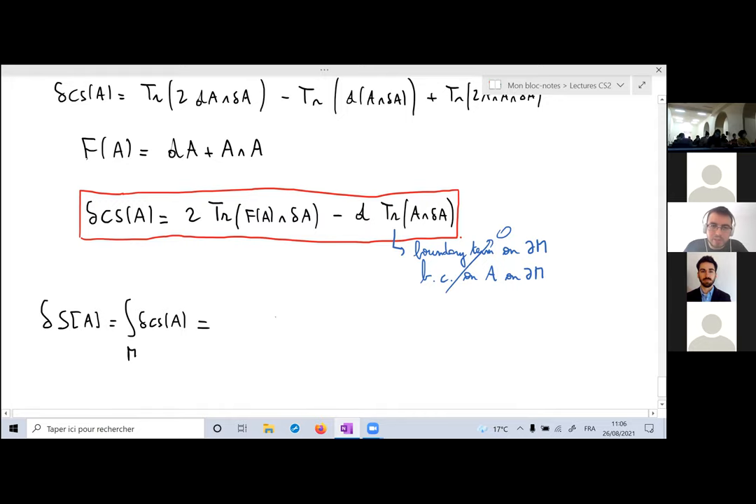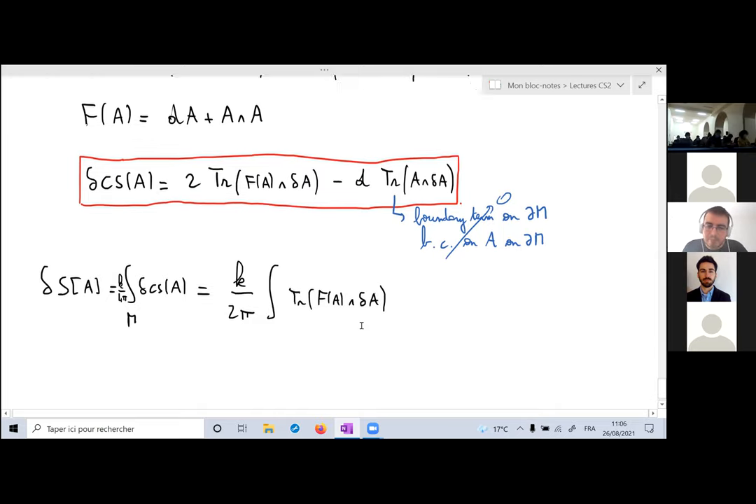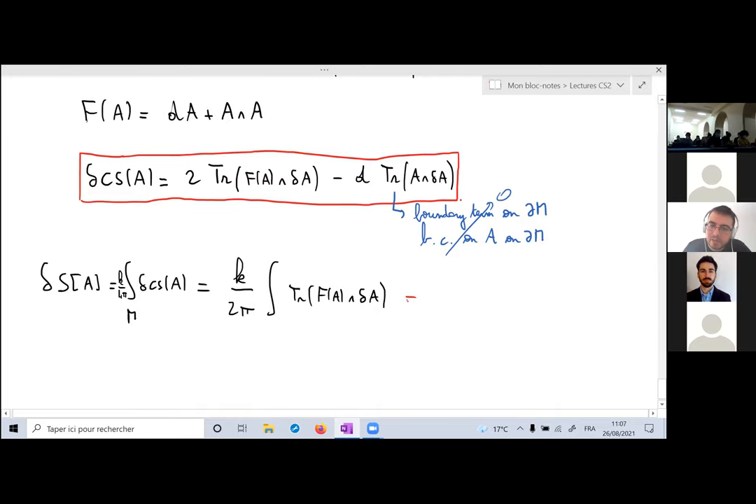Now we're left with only one term. In front of this, of course, I always have my prefactor k over 4 pi. If I keep track of this prefactor, although here it's not so important, I have k over 2 pi times the integral of trace F of A wedge delta A. Now the important part is that this should be zero for all delta A, right? Because this is my action principle. It should be minimal.